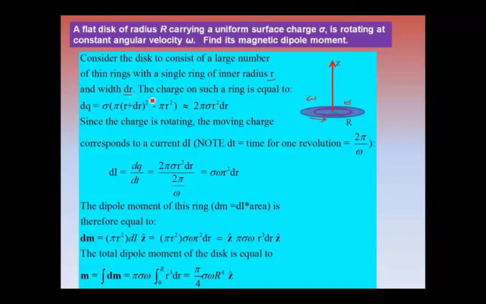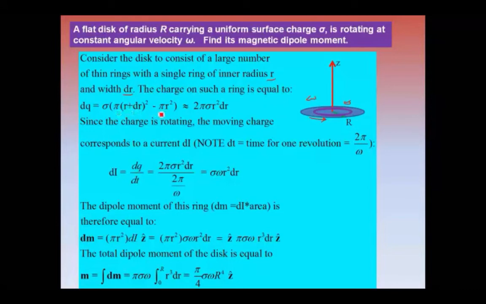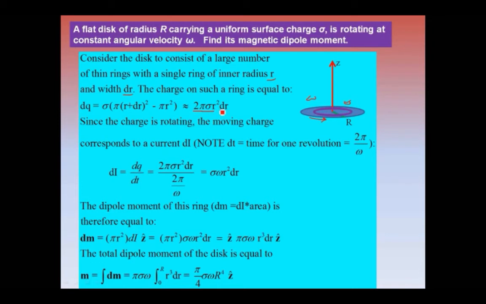The charge on that ring, which we call dq, is just sigma times the area of the ring, which you can see here is pi times the outer radius squared minus pi times the inner radius squared. If you expand the square here, you get r squared plus 2r dr plus dr squared. We're going to throw out the dr squared term, and you'll notice that we get a pi r squared being canceled by this, and so this is approximately equal to 2 pi sigma r dr.